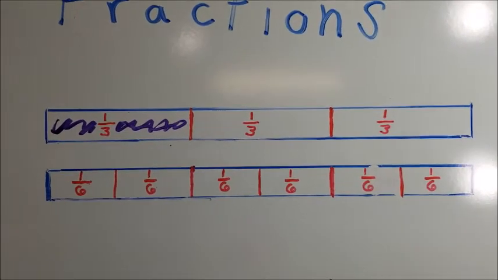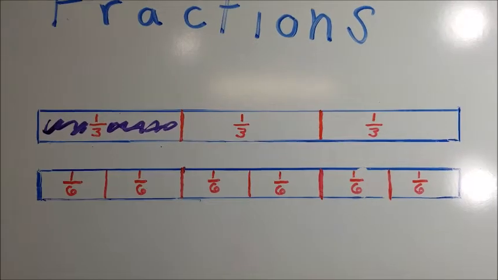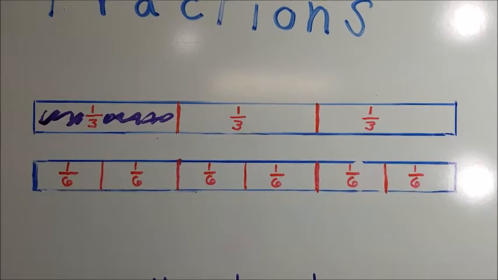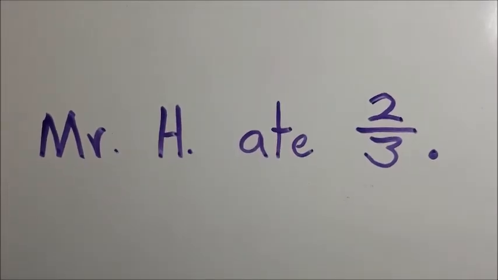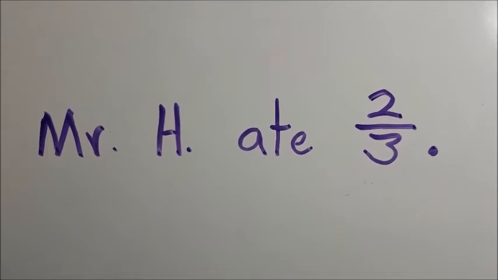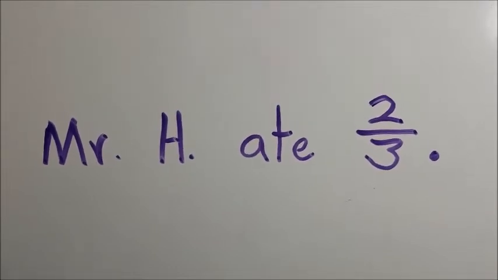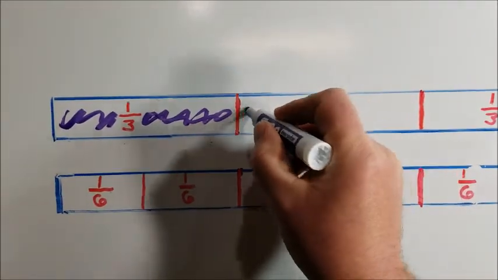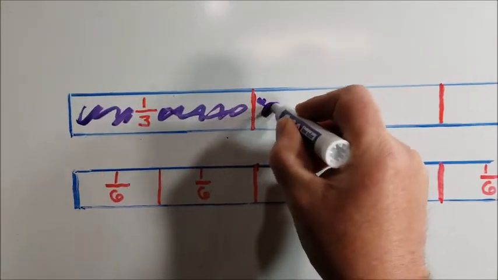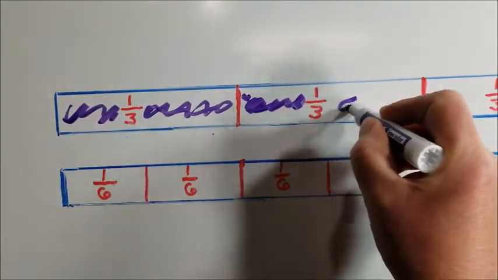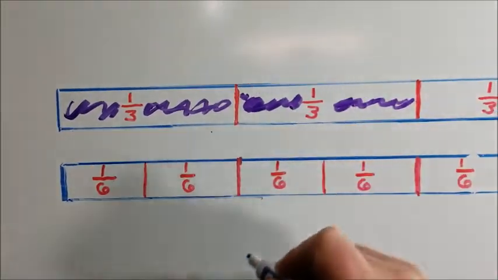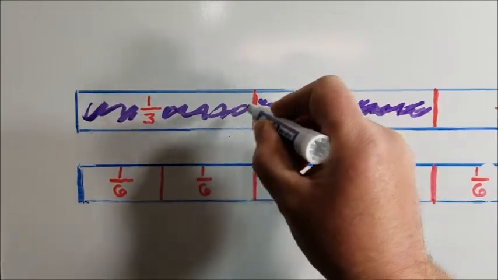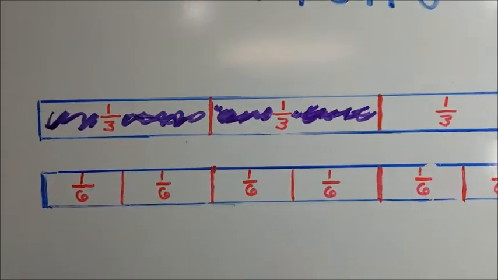Now, what if Mr. Hickey ate 2/3? How much would you shade in? So Mr. H ate 2/3 of that long john or fraction bar. So I'd have to shade in all of this, and then this second third here too. So 2/3 are shaded in. I'm going to shade over the top of the third one here. Well, maybe not. Just leave that there. It looks kind of good there. So, okay, 2/3 are shaded in.